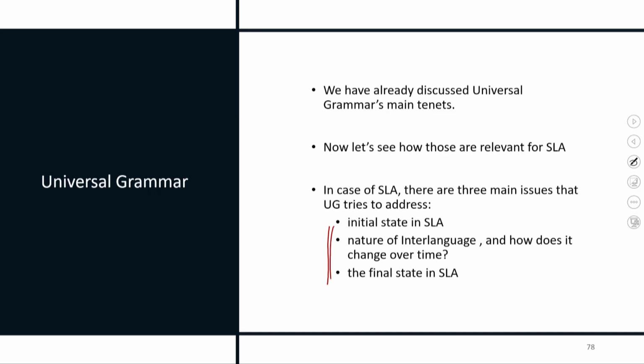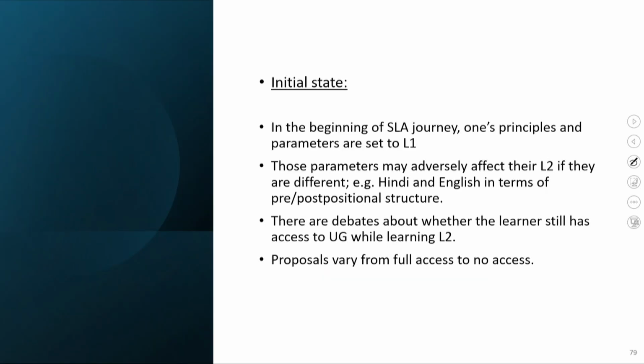Within this, we look at the initial state in SLA, the nature of interlanguage and how it changes over time, and the final state. So, the beginning, the intermediate stages and the final stage, three stages, and what is the role of universal grammar in all of this. The initial stage, as the name suggests, is the beginning of the SLA journey.